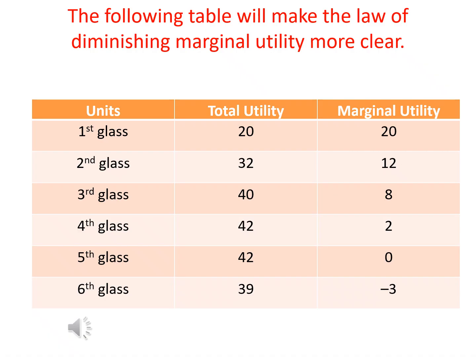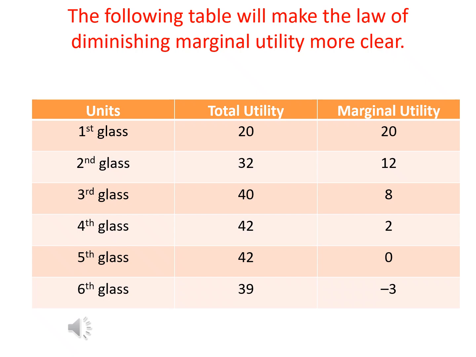The vertical axis, or the y-axis, measures the marginal utility obtained from each glass of water. The curve shown in the graph is the marginal utility curve, labeled as MU. Notice that the curve slopes downward from left to right. This downward slope is the graphical representation of the law of diminishing marginal utility. It shows that as the consumer continues consuming additional units of the commodity, the marginal utility gradually decreases.